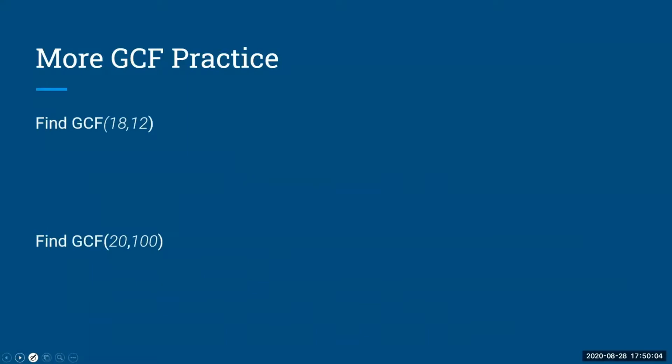So here you go. Find the greatest common factor of 18 and 12 and the greatest common factor of 20 and 100.